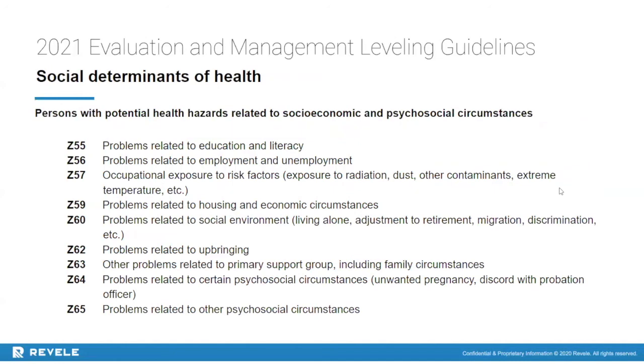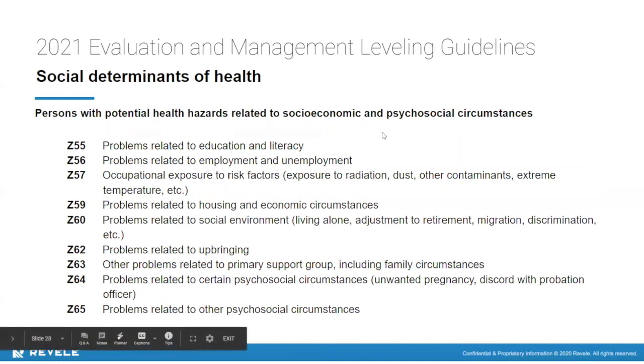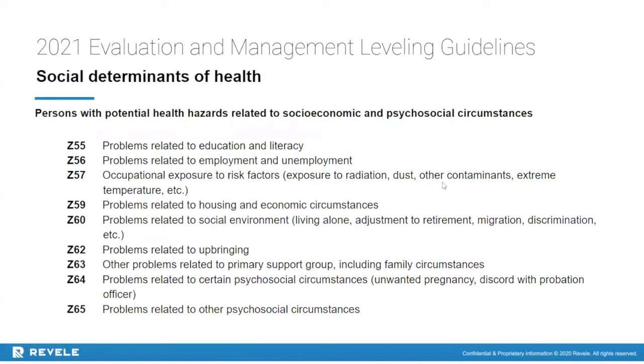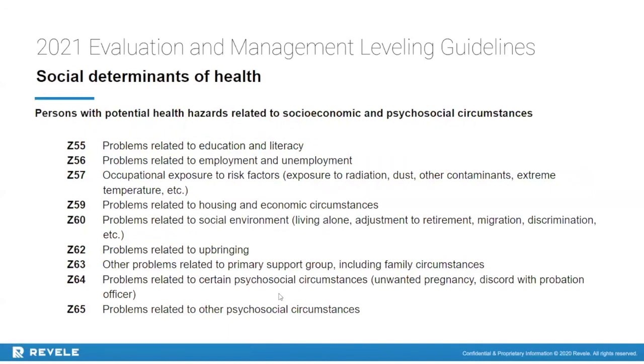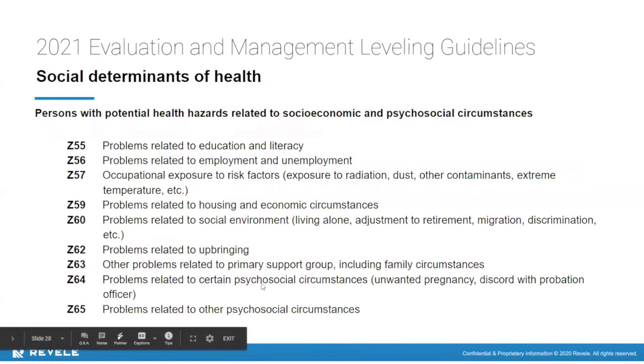Social determinants of health are conditions in the environment in which people are born, live, learn, work, play, worship, and age that affect the range of health and functioning and the quality of life outcomes of risk. Here are the diagnostic category codes.